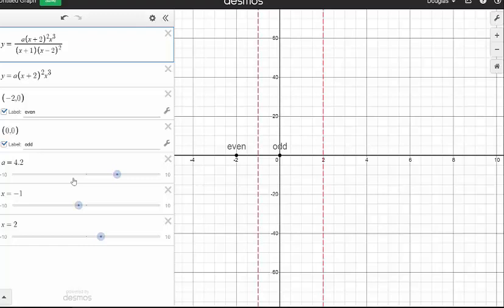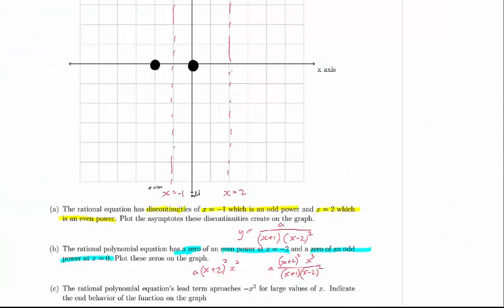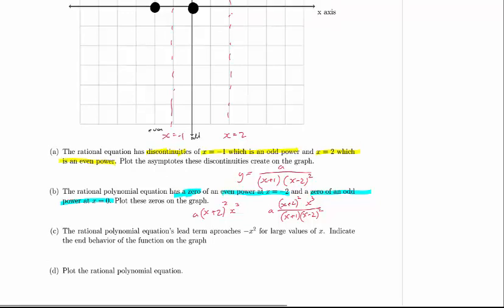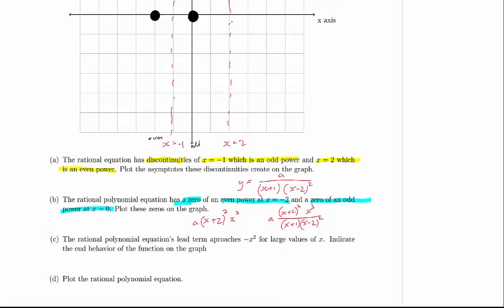Before we graph the whole thing, I want us to go back to the handout and look at this last part. We've got a -x squared, right? And so that means our lead term is approaching -x squared. Remember, that's the lead term at the top divided by the lead term at the bottom. All right, so since it's -x squared, that means the end behavior is down, down. So let's put it in the graph. So we have down, down like this.